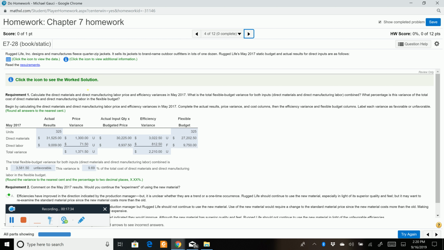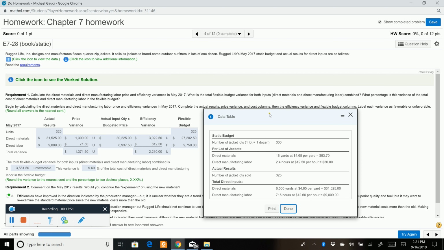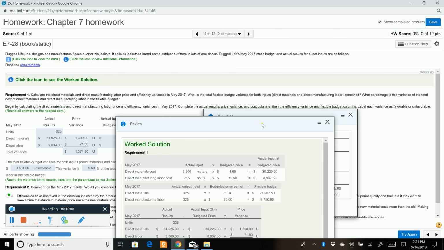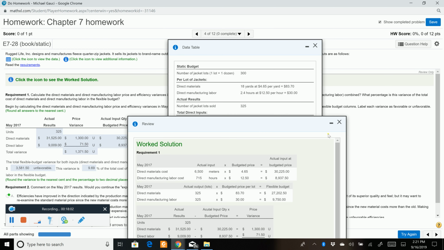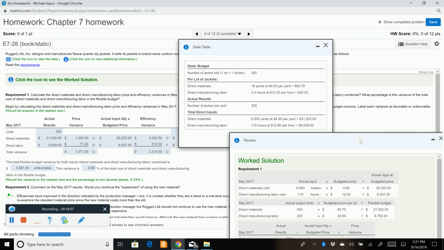Okay, so what we have here is Rugged Life Inc. They design and manufacture fleece quarter zip jackets. It looks like we sell our jackets in lots. One lot is 1 dozen jackets. So the author gave us information. Let me put this up here so we can see it.